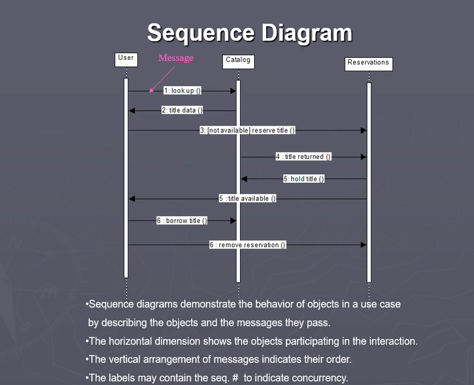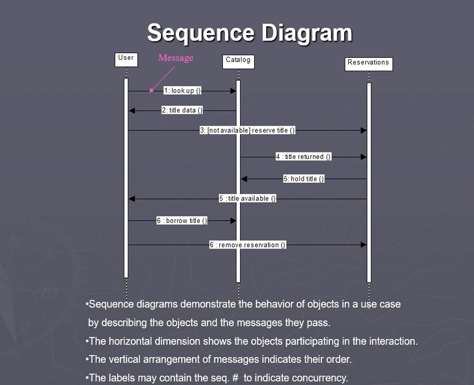In the sequence diagram, all parts are done in sequence, for example user, catalog and reservation. He will look up the catalog and the title data, and now it is either available or not available. With a reservation of the title, the title returns. If the title is available, then borrow the title and remove the reservation.